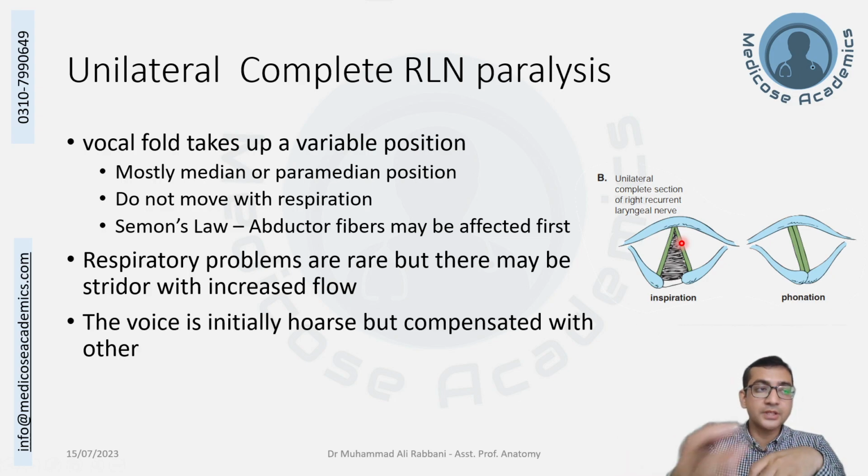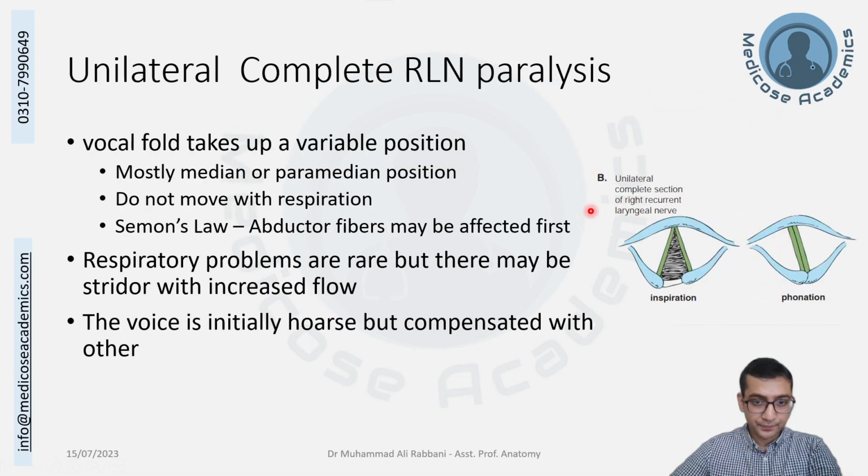When you cannot close your glottis, every time you drink something, something will go inside the trachea. But it does not usually pose a problem because the normal vocal cord has a tendency to compensate by crossing the midline and reaching the other vocal cord on its side. So this is why it acts.